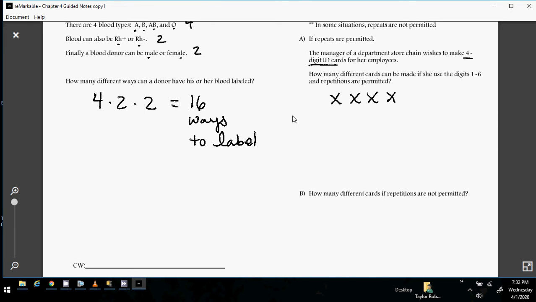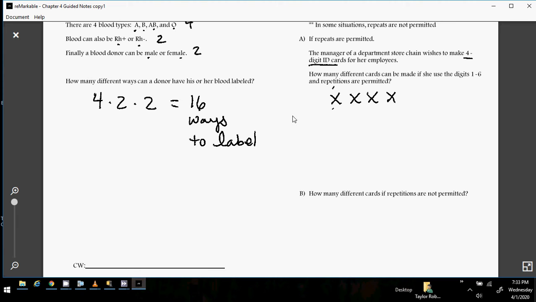It says how many different cards can be made if she uses the digits 1 through 6 and she can repeat the numbers, which means it could be like 1, 1, 1, 1, 2, 2, 2, 2, whatever. It could be 1, 2, 3, 4. How many total numbers does she have? Well, she has 1, 2, 3, 4, 5, 6. So that's 6 numbers. For the first spot, she has 6 possibilities.